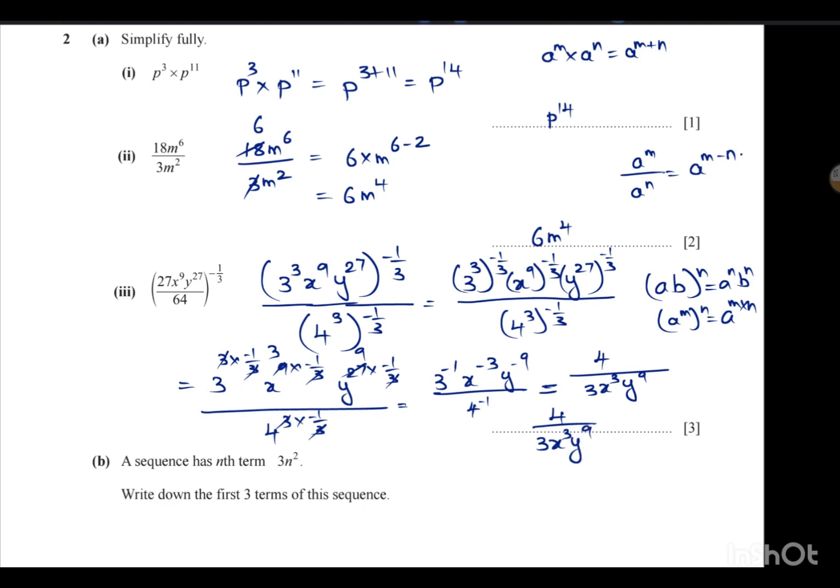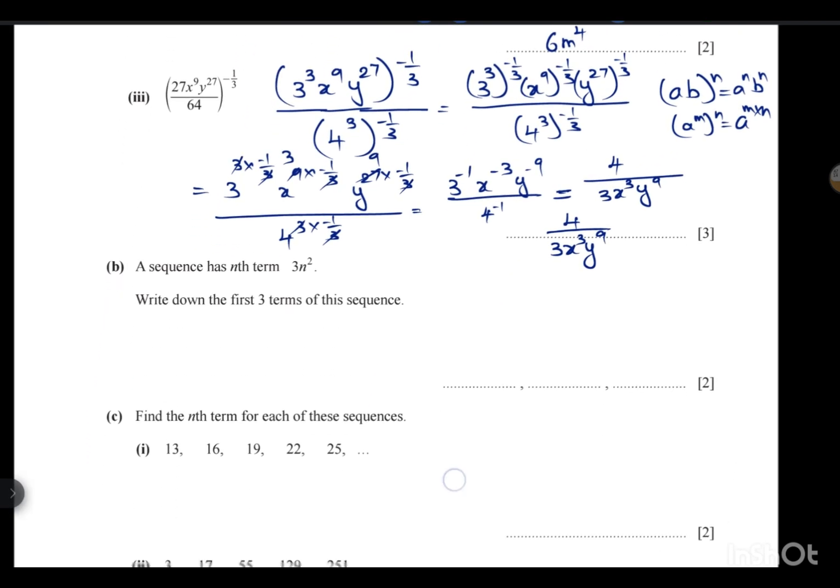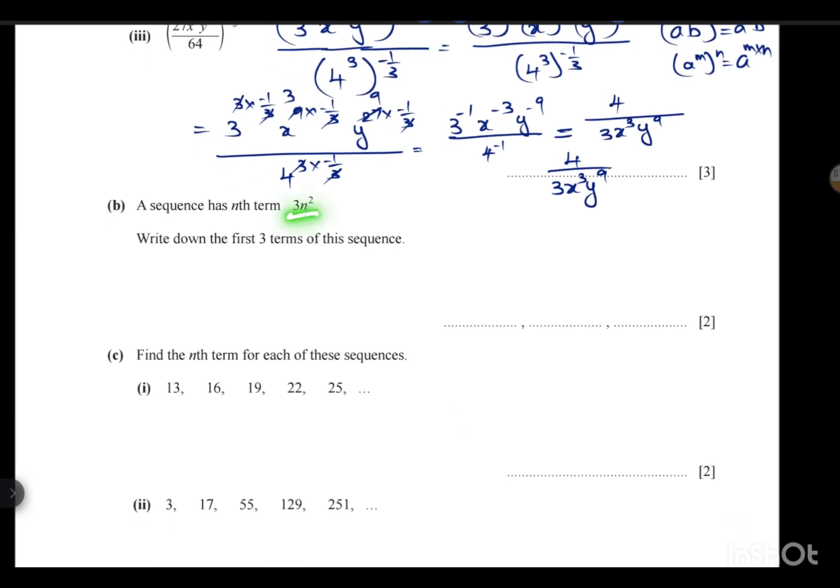Question number B now. A sequence has nth term 3n square. Write down the first 3 terms of this sequence. So now this is a very simple question. So n is equal to 1, 3 into 1 square will be 3, n is equal to 2, 3 into 2 square, that is 4, which is 12, and n is equal to 3, 3 into 3 square, 3 square is 9, 9 into 3 is 27. So the 3 terms are 3, 12, 27. Question number B is done.